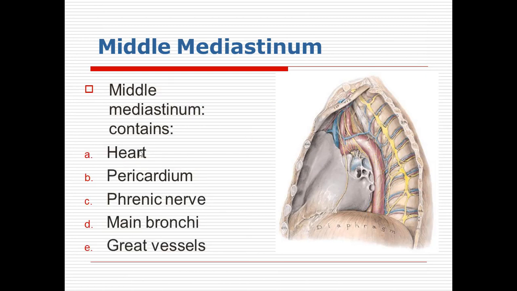Contents of the middle mediastinum: the main organ in the middle mediastinum is the heart and the vessels emerging from it. Heart, its covering, pericardium, nerves, phrenic nerve, main bronchi which terminate and enter into the lungs, and we have great vessels. Great vessels are superior vena cava, aorta, pulmonary artery and pulmonary veins.